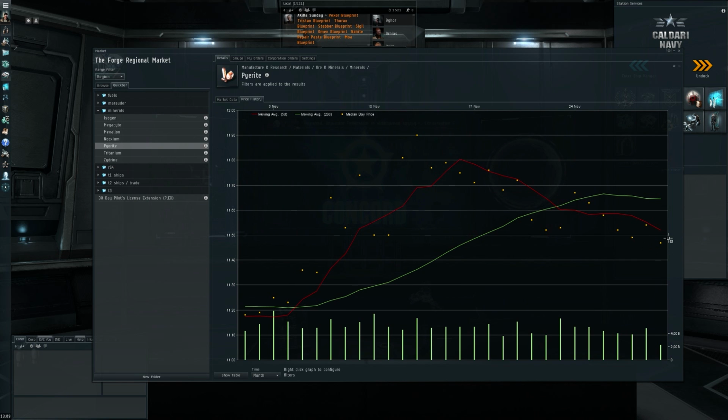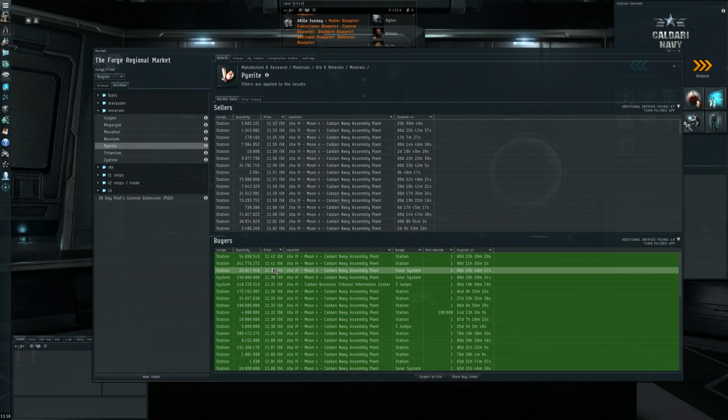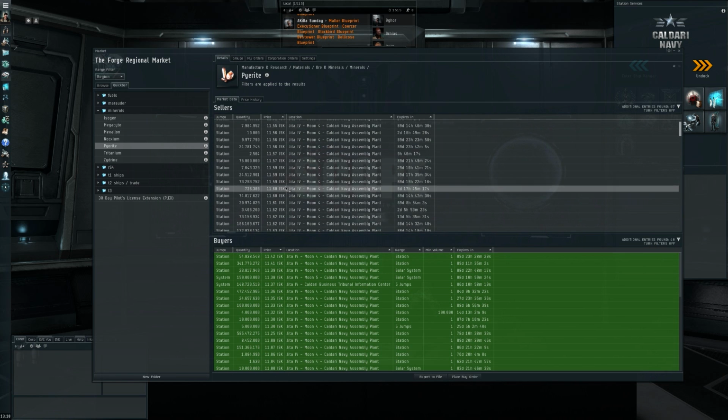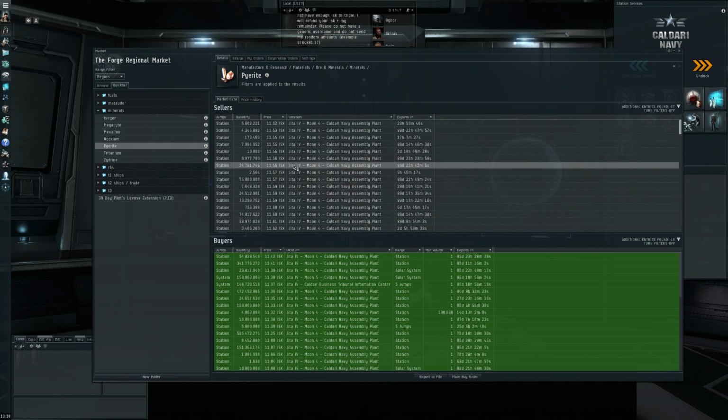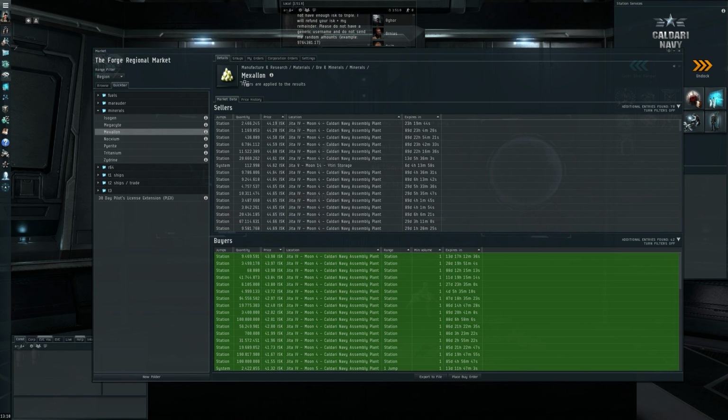So I would expect this also to stop this downward correction after the big price spike in the first 2 weeks of November, and to either start moving sideways or slightly up, because I do see that demand is a little bit higher here than what's on the supply side at the moment. Next up, we'll have a look here at Mexallon then.